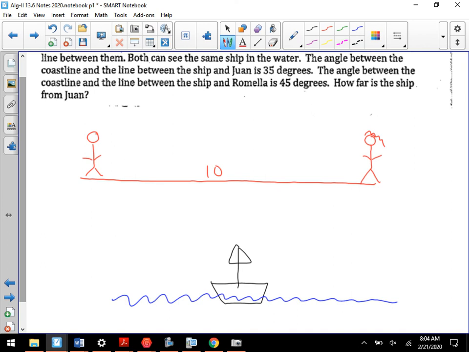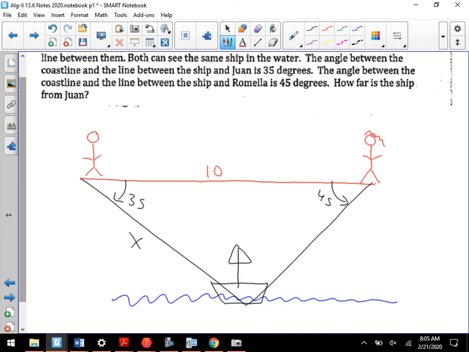So we have to draw some imaginary line from Juan to the boat, and from Romella to the boat. What was this angle here? 35. What are you trying to solve for? How far Juan is from the boat. We're trying to find this. Okay. Now, if you look at this, you have angle, side, angle.